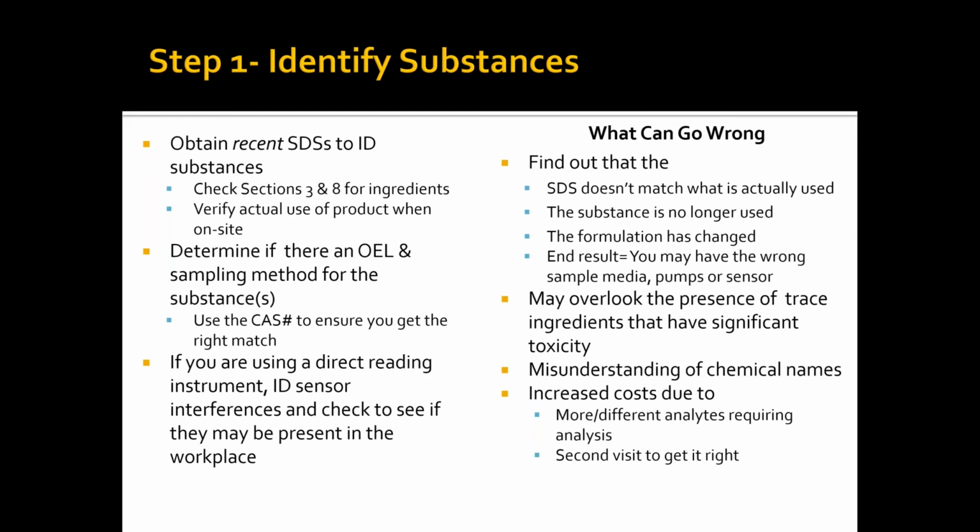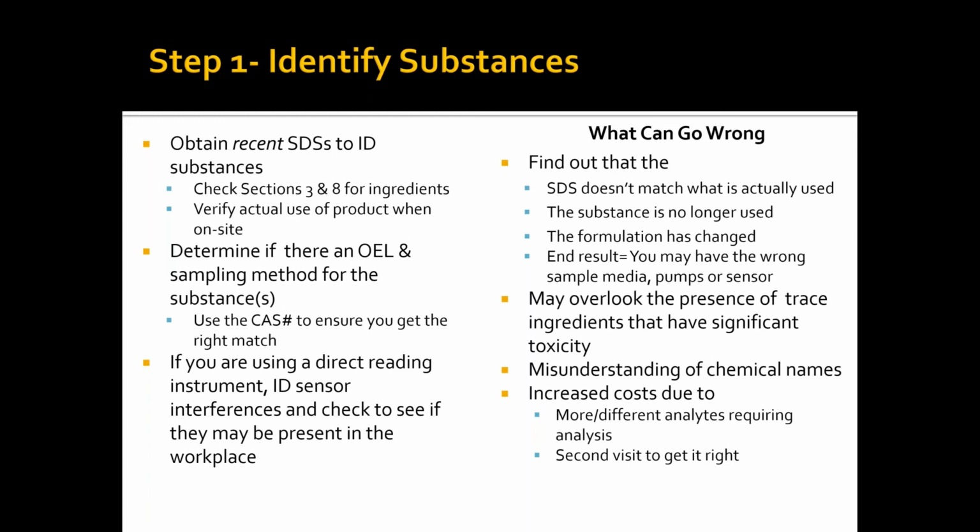That's going to be your main source of information. If you find out what it is you're sampling for, you can determine if there is an exposure limit and a sampling method. There's a lot of stuff that has no sampling method, and you might have to use a qualitative method of assessing the exposure instead of a quantitative method.